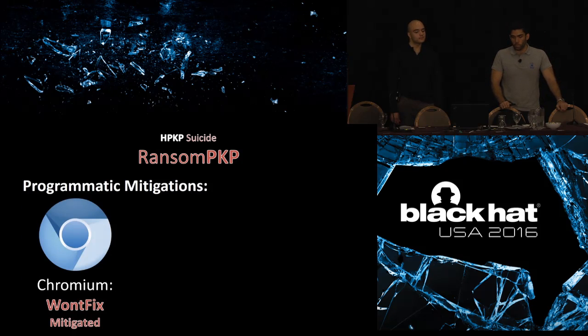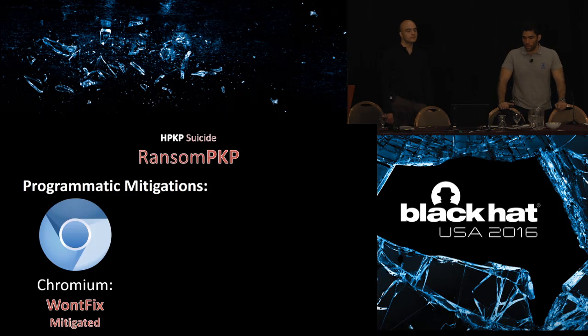So. Programmatic mitigations. Of course, we sent this to the Chromium team, the Firefox team, and Let's Encrypt. Chromium indicated that it was already pre-mitigated. They reduced their max age to 60 days. So you cannot set a max age above 60 days, which means that if a lockout attack happens, if this ransom PKP attack actually happens, you're not going to get locked out for more than 60 days as an end user. Some companies may say, that's fine, we'll just let them, you know, whatever. But if you happen to be, hypothetically speaking, a media conglomerate, and you want to cover the elections, and this happens to you in October, okay.